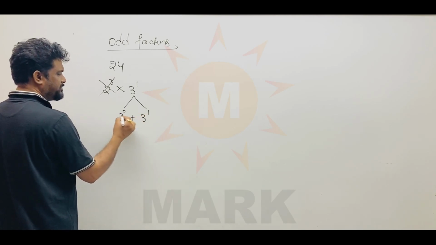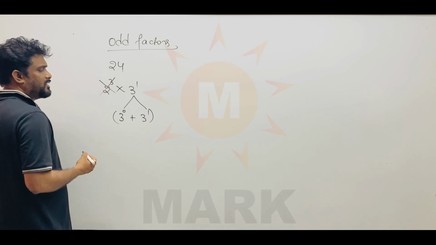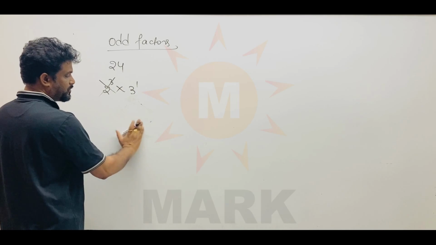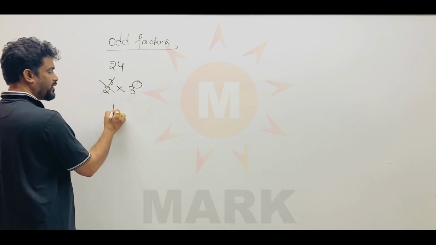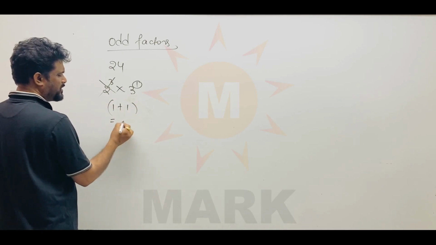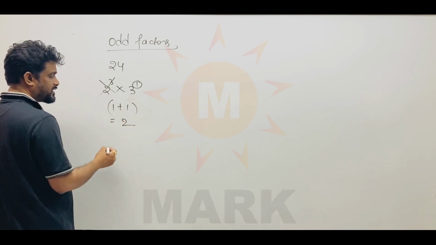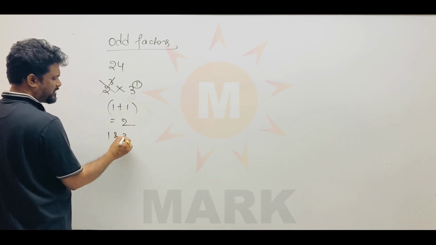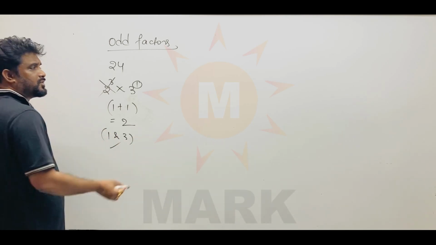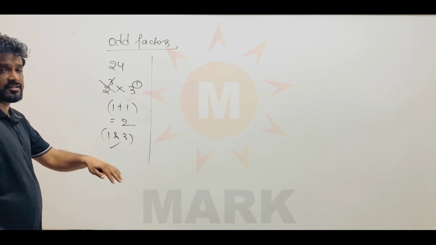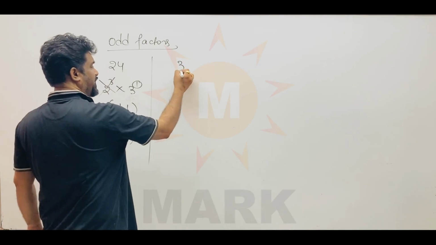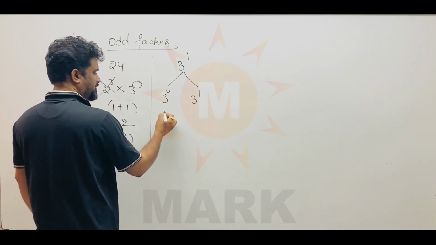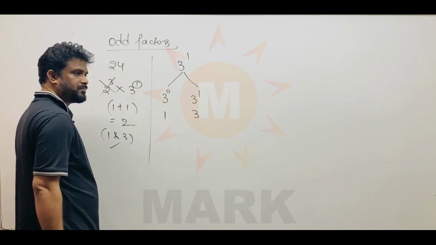So I add them. So how many factors are there? First of all, how many factors are there? That is what we are going to find out. I will take only this number, 1 plus 1, that is equal to how much? 2. What are the two factors? 1 and 3. So if you want to find the sum of the factors, then we take this 3 power 1. What are the factors? 3 power 0 and 3 power 1. That is nothing but 1 and 3, as you know very well.